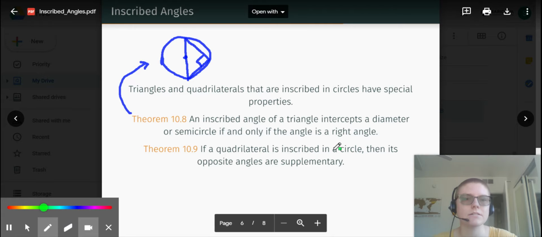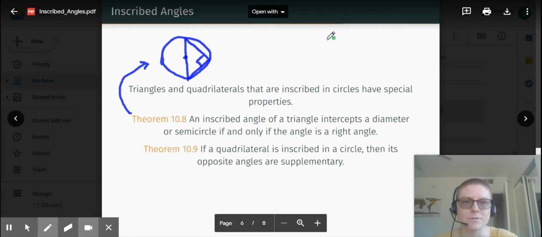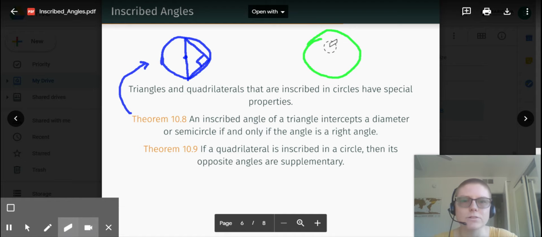And then if a quadrilateral is inscribed in a circle, so we're going to draw a circle again. Once again, not a very good one, but we tried.